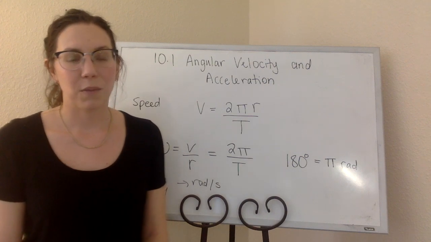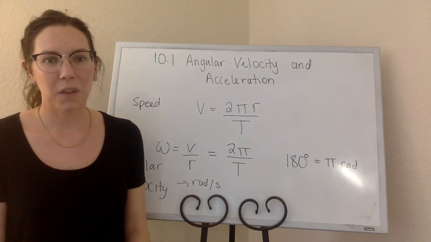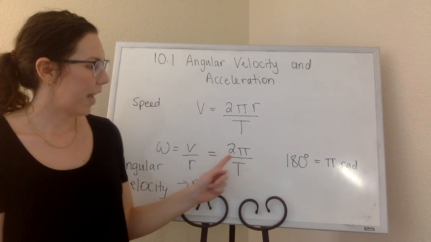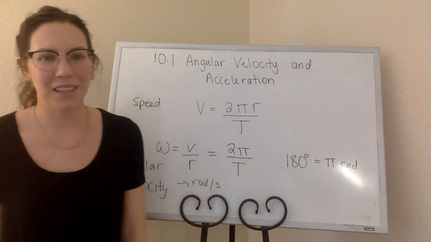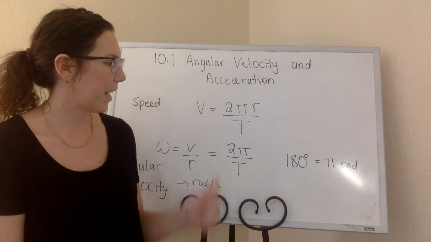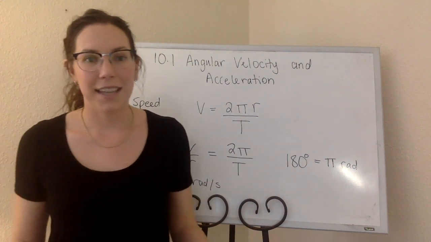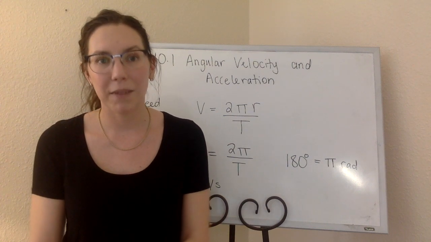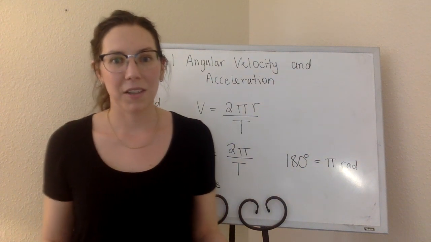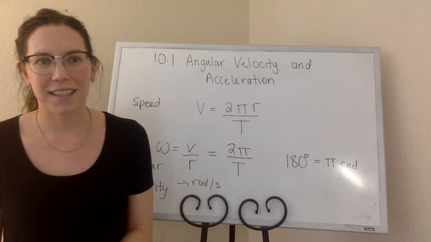A new quantity that we can use for rotational motion is the angular velocity omega. Omega equals v over r, so that translational speed over the radius, which is equivalent to 2 pi over the period. And this angular velocity is really the average angular velocity, or constant if we have a constant speed. And the units are going to be radians per second. Usually radians is a unitless quantity, but often in physics we do write radians just to be explicit about the units. Note that if you have any angular displacement in degrees, you can convert to radians by using this conversion factor, 180 degrees equals pi radians.